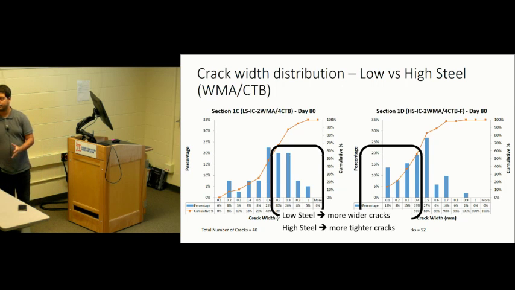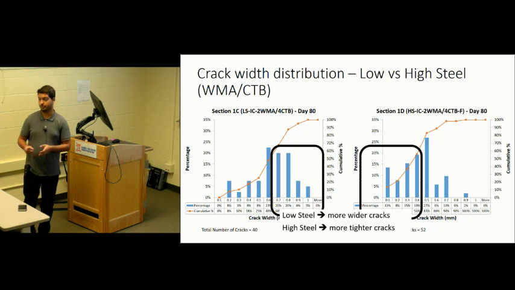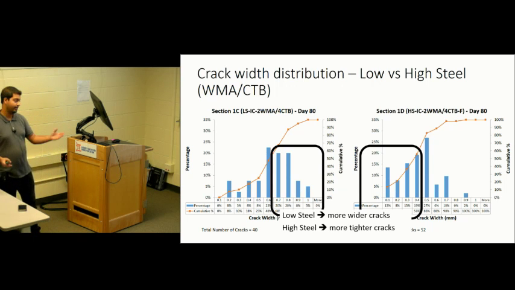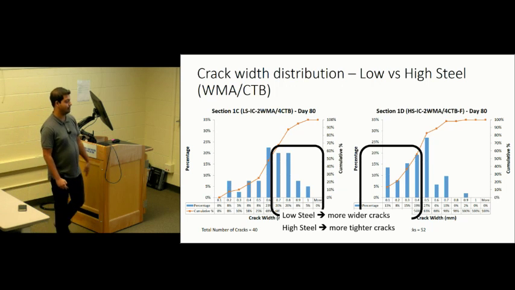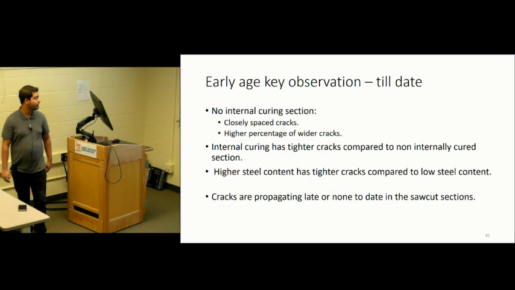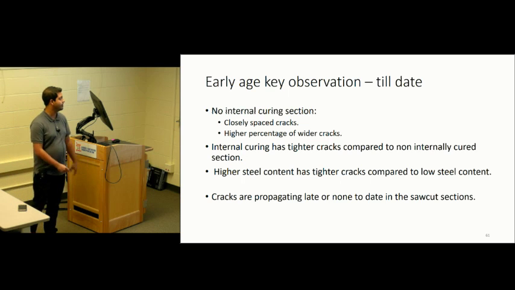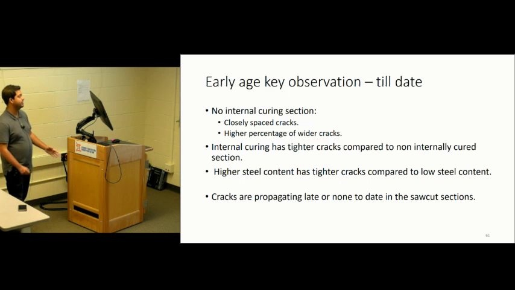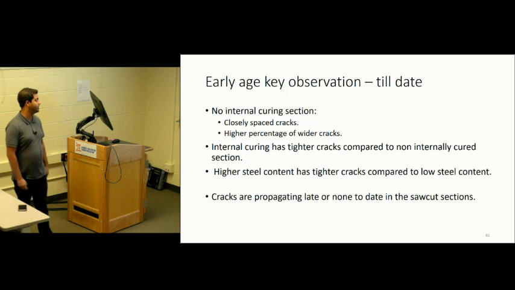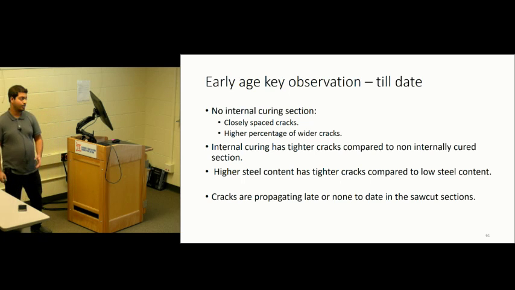The crack width is essential for the performance of CRCP, and for its potential for damage in concrete pavement. So the earliest key observations to date are that internally cured sections have closer cracks. There is a higher percentage of wider cracks in the non-internally cured section, and higher steel content has tighter cracks, as expected.